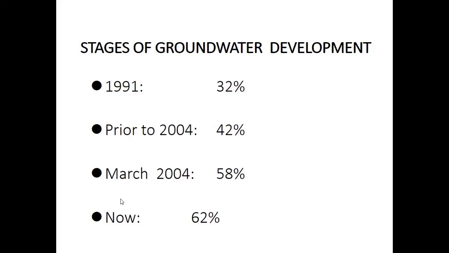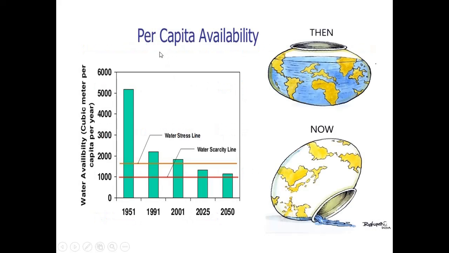So the stage of groundwater development before 1991 was comparatively less, that is 32%. In March 2004 it was 58%. Now it is more than 62%. So what is the per capita availability? This graph clearly shows that a lesser quantity of water is available, and it is going to decrease year by year. Per capita availability of water will be less than 1000 cubic meters per year in 2050. And this picture nicely explains what we have with us.